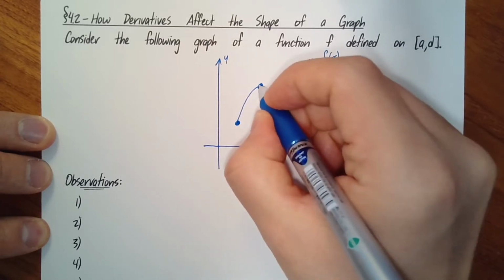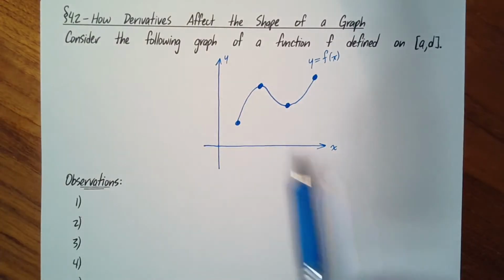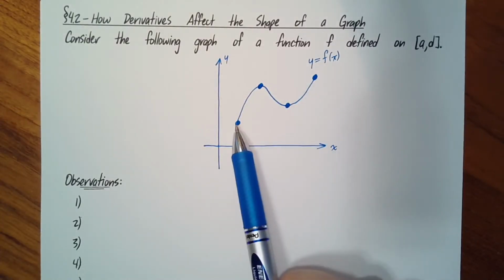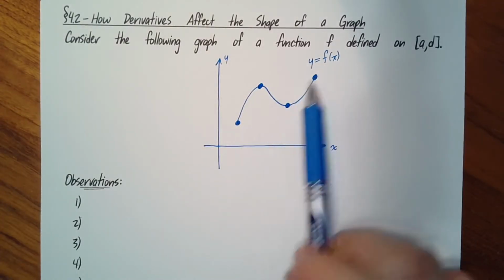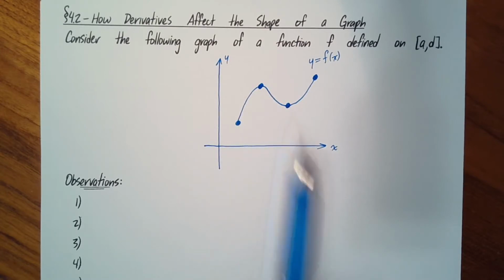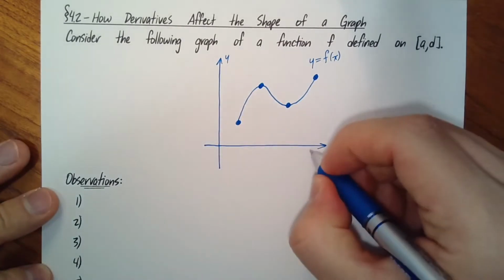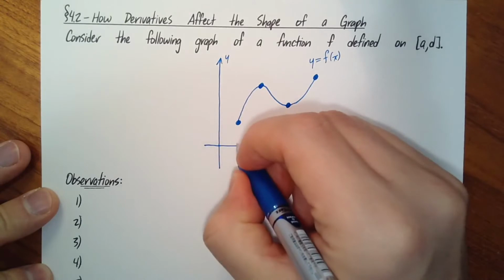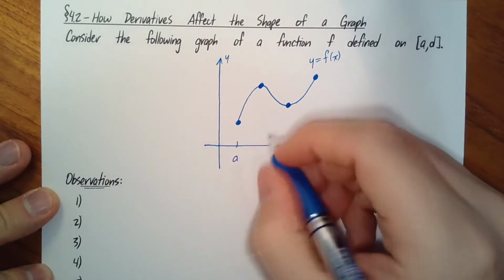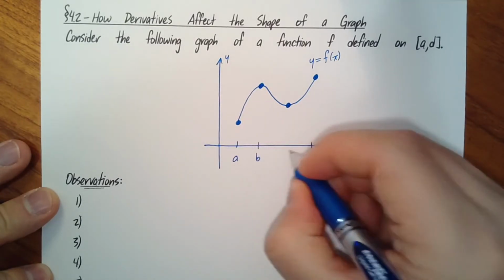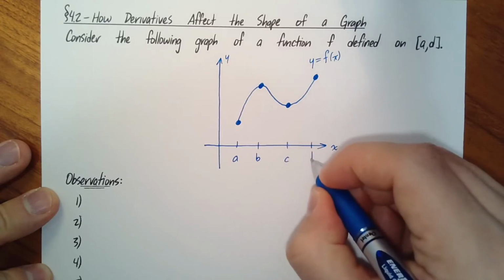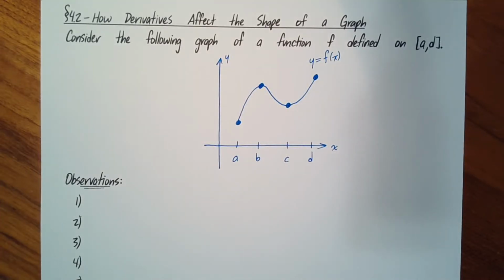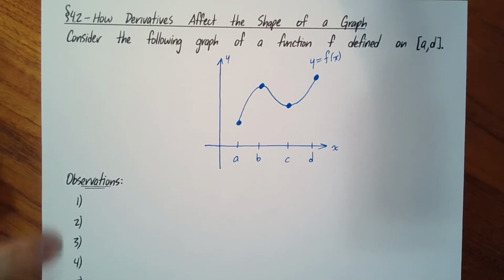And I'm just highlighting 4 points of interest. Really, you can see I've made a point of emphasizing the endpoints of the curve segment as well as the local max and the local min. So let me label those points now on the x-axis. So I'll label this as A, this as B, C, and D.